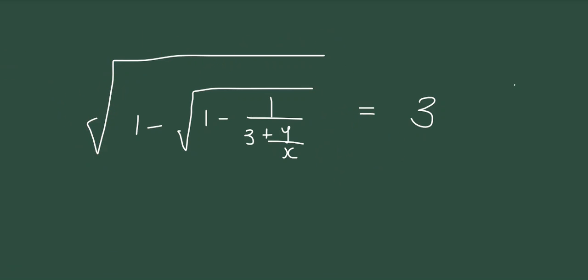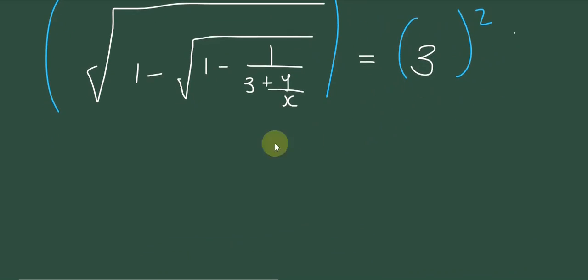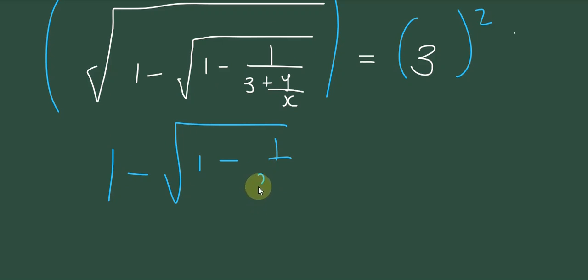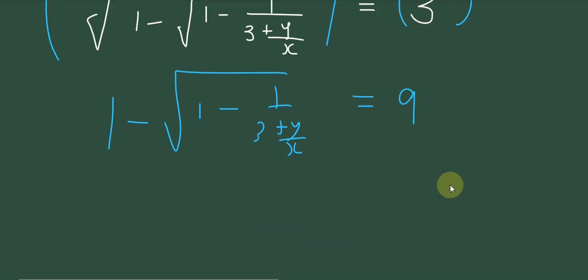How do you remove the square root? Whenever you want to remove the square root, just put a square around it. Now the rules of mathematics say if you do something on the left side, you have to do it on the right side. So I square this side and I square that side, leaving me with this thing inside: 1 minus the square root of 1 minus 1 over 3 plus y over x, which is equal to 9.